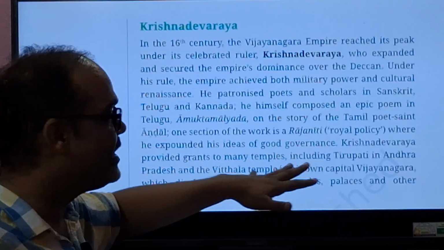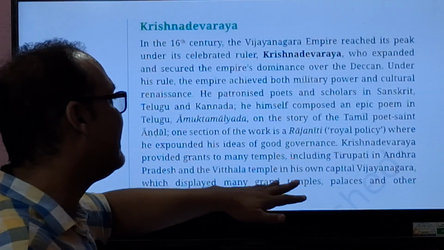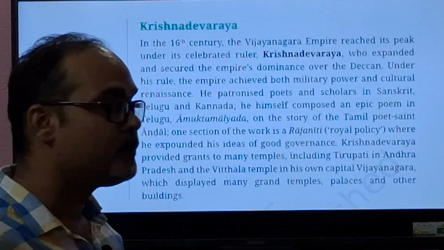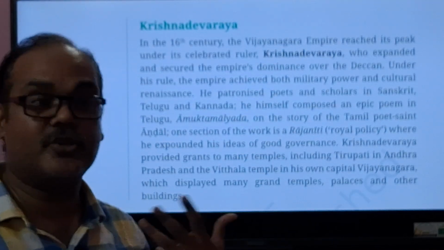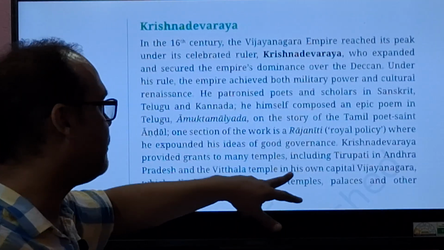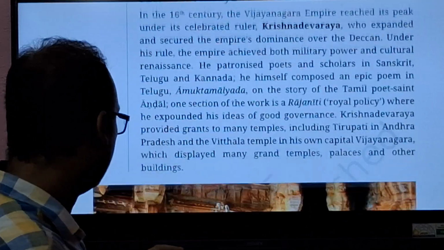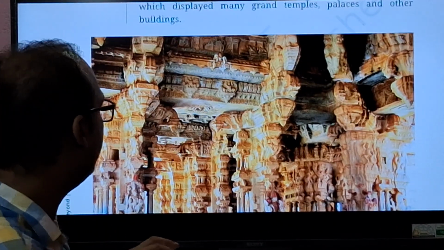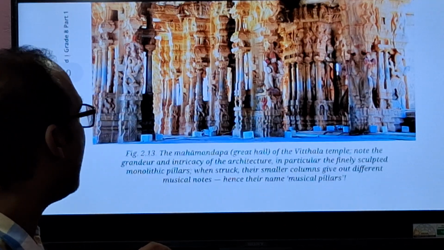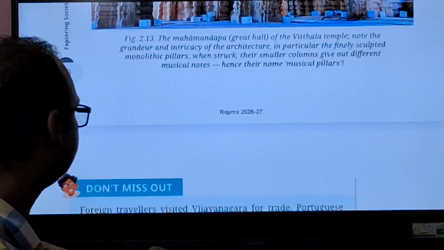Okay. You can see here, Krishna Deva Raya provided grants to many temples, including Tirupati in Andhra Pradesh and the Vitthal temple in his own capital Vijayanagar, which displayed many grand temples, palaces, and other buildings. So he gave grants to these two also, Tirupati in Andhra Pradesh and the Vitthal temple in his own capital Vijayanagar. Right? Okay. Now you can see a beautiful design. This is the Mahamandap, a great wall of the Vitthal temple. Right? Okay, let's move further.